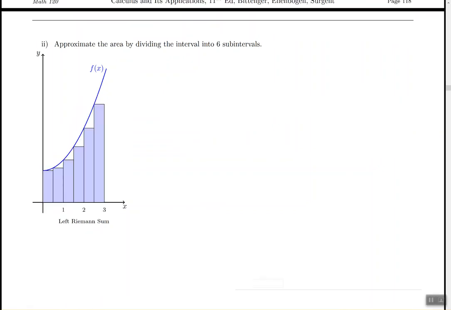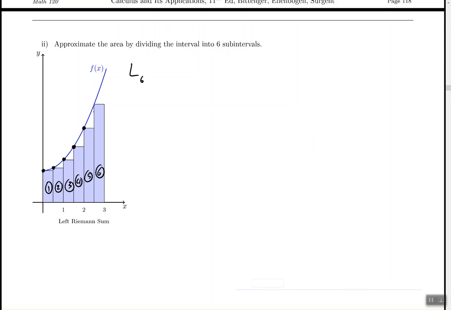In part 2, we're basically looking for the same area, except this time we are using more rectangles. So this time I have how many rectangles? I have 1, 2, 3, 4, 5, and 6 rectangles. So the accuracy should be improved when you use more rectangles. So let's start it off first by writing L6. This is because I'm doing left Riemann sums. I'm using the left side of every rectangle to figure out how high the rectangle is.